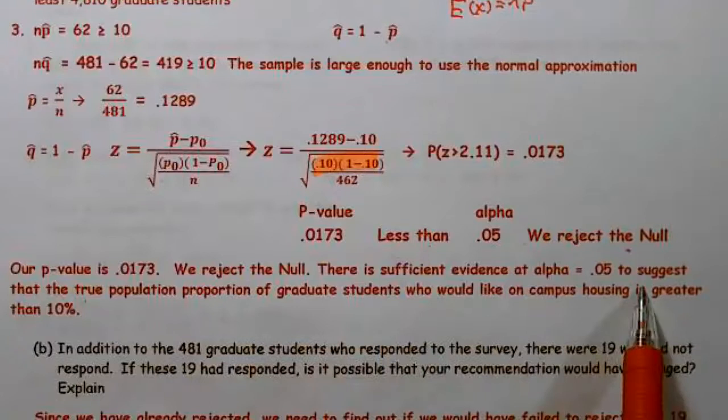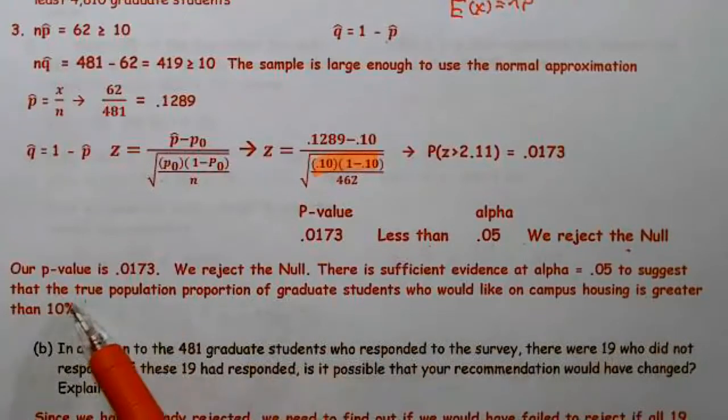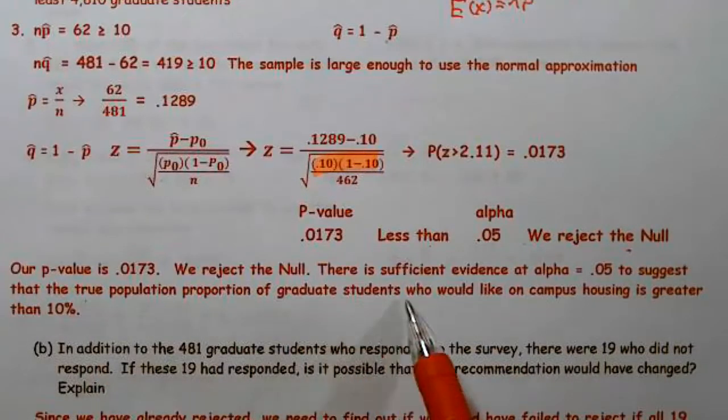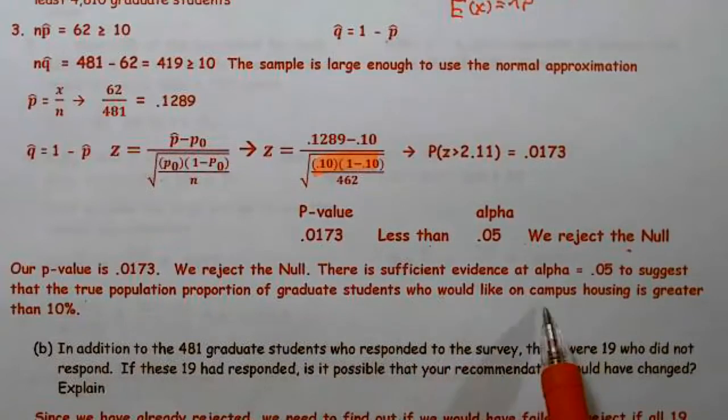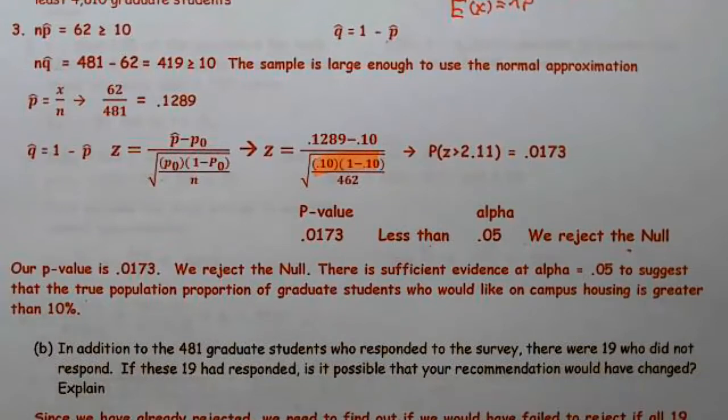There's sufficient evidence at alpha equal 0.05 to suggest that the true population proportion of graduate students who would like on-campus housing is greater than 10%. That's great. Unfortunately, there's something I left off here, and I did it intentionally.